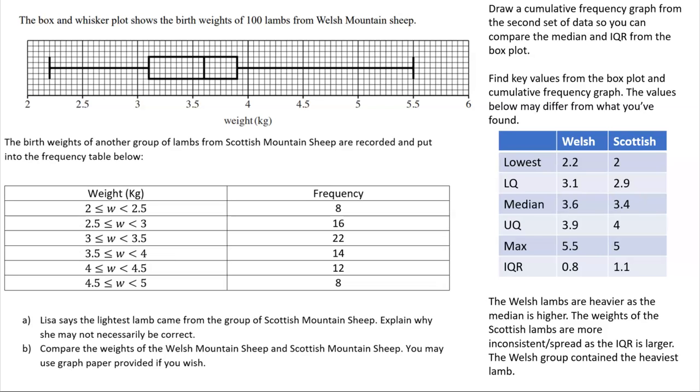And you could also then say, with confidence, the Welsh group contained the heaviest lamb, whereas you can't say with confidence which group had the lightest lamb. You can say for certain that the Welsh group contained the heaviest lamb, because the heaviest for the Welsh ones was 5.5, whereas there was no Scottish one that exceeded 5. So you can say with confidence that the heaviest lamb was in the Welsh group. Okay, any questions there?